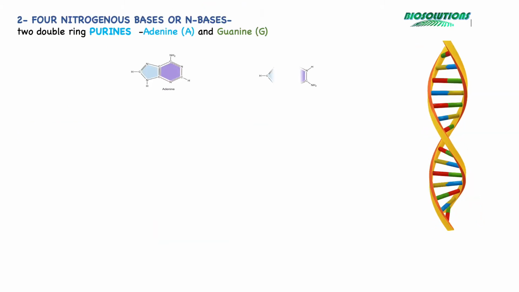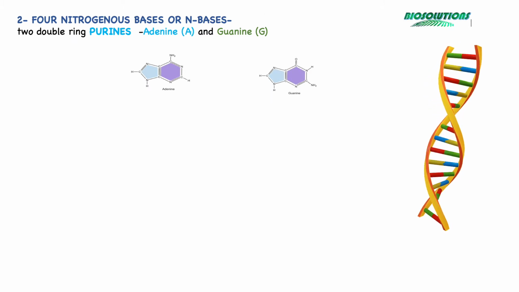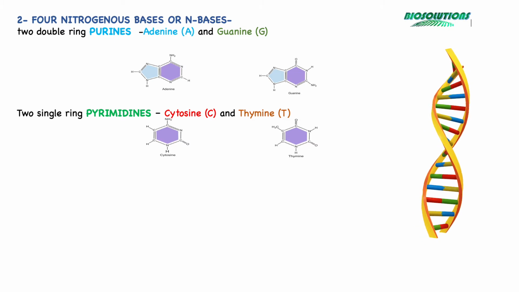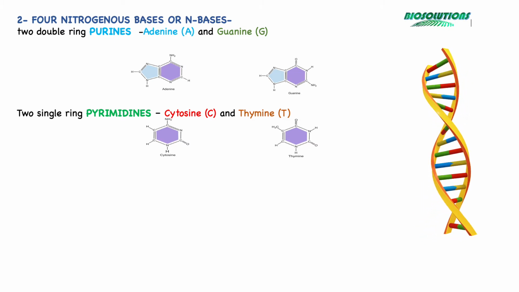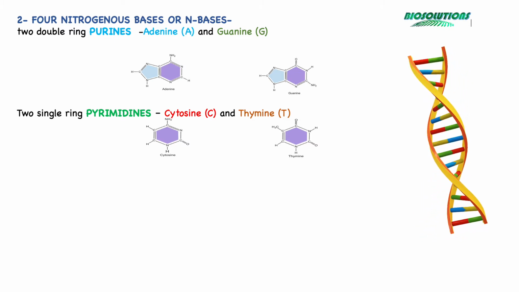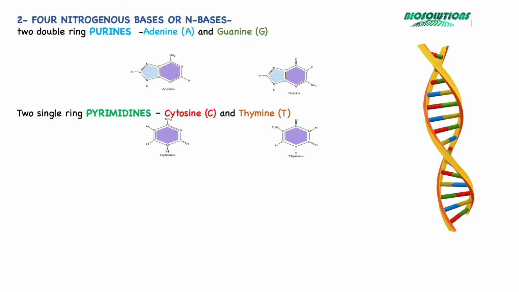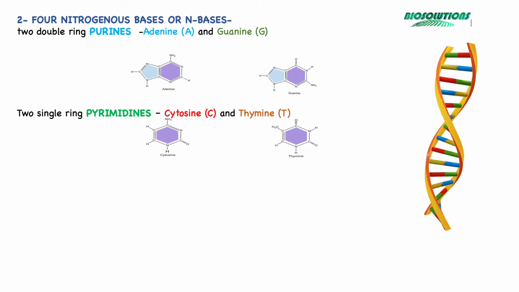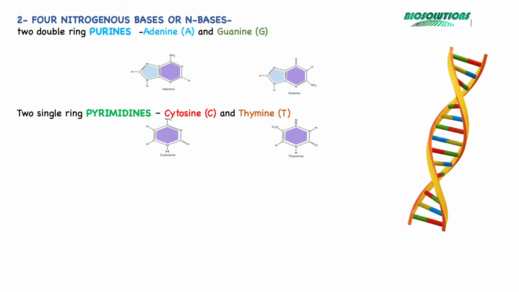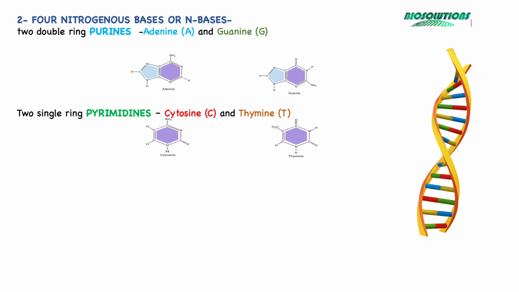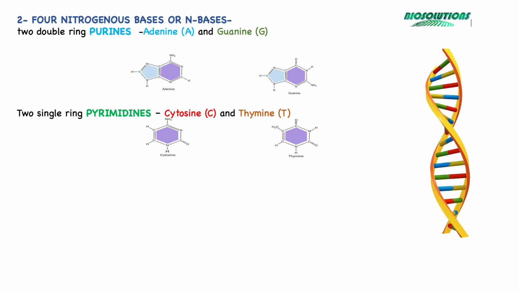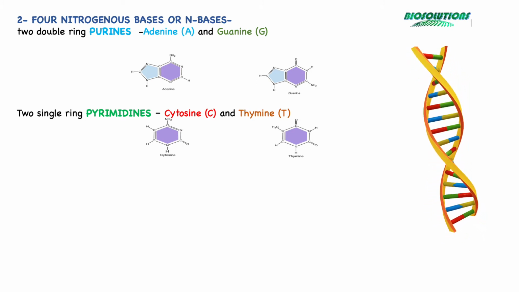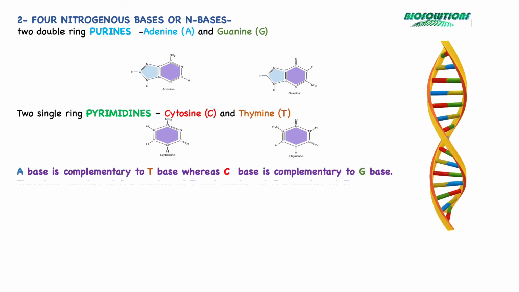The second component is 4 types of nitrogenous bases. 2 of them are purines, which are adenine and guanine. They belong to double ring structures, whereas cytosine and thymine are single ring structures termed as pyrimidines. These bases attach to deoxyribose sugar at first carbon position or 1' via a glycosidic linkage.